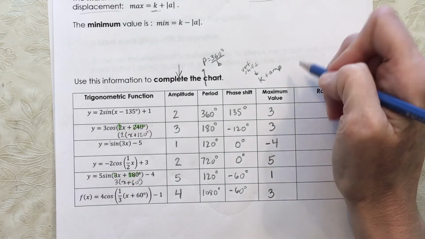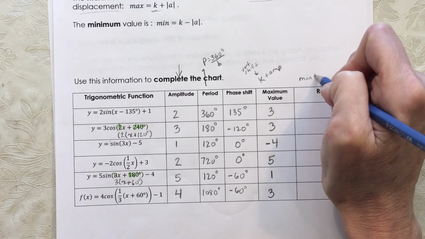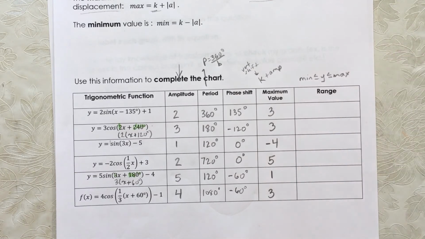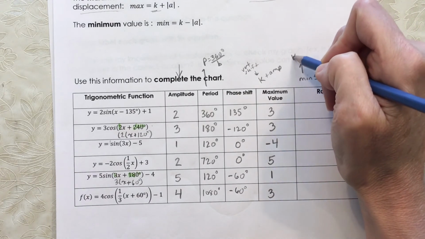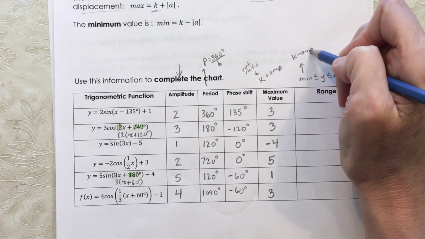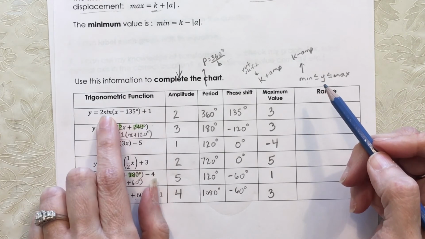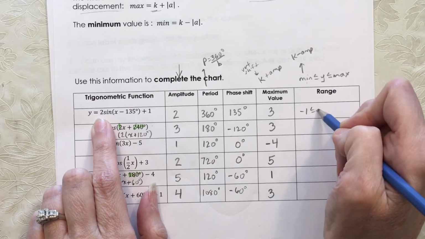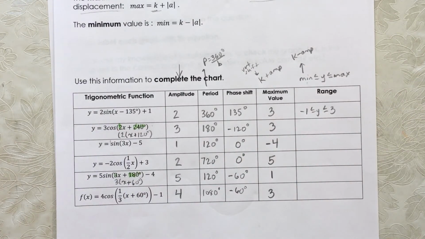So for your range, I want us to think of it as the range is always going to be the minimum value is less than or equal to y is less than or equal to our maximum value. Okay, so we already know our maximum value. The minimum value we said was k minus the amplitude. So to get my minimum value here, I do my k minus the amplitude, so 1 minus 2 is negative 1. And I already figured out my maximum, so my range would be between negative 1 and 3.